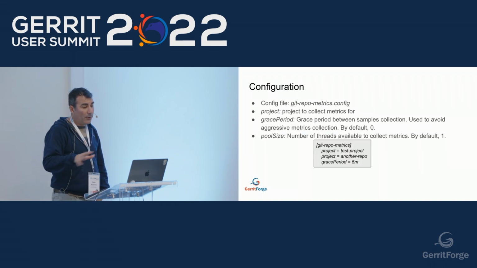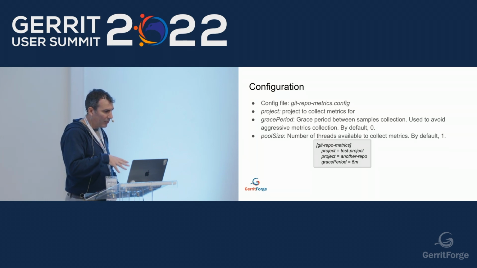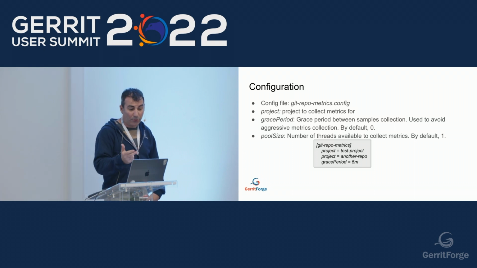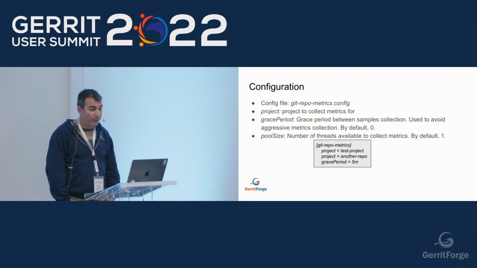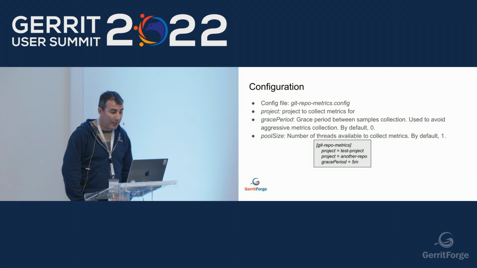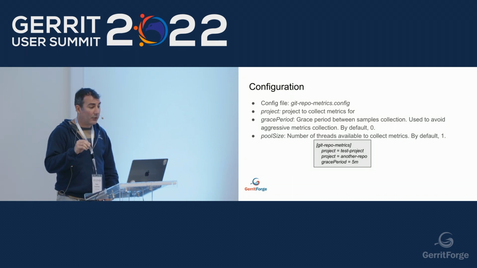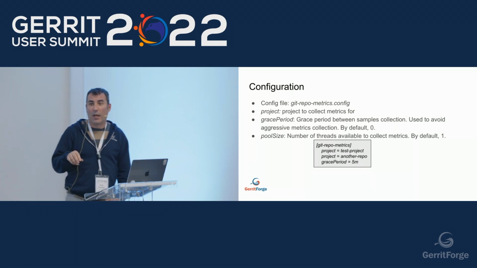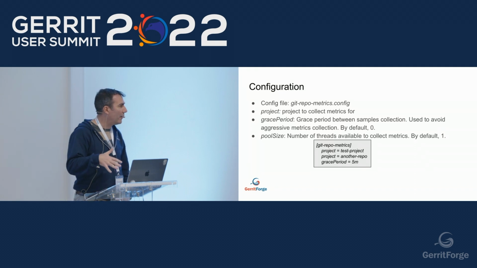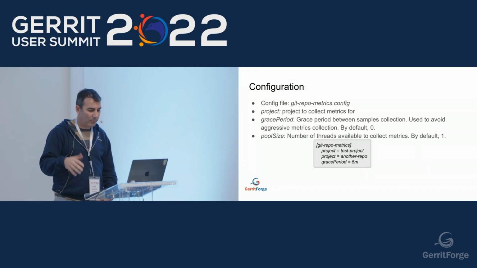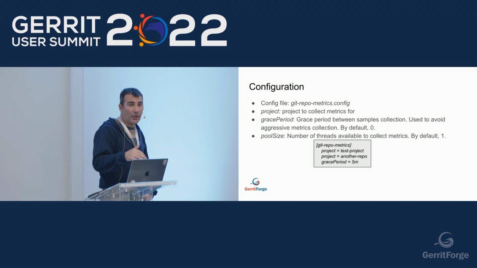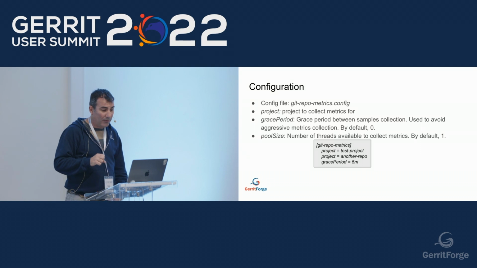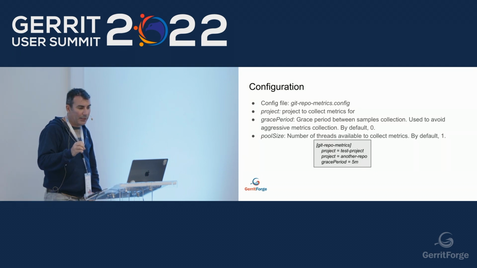Now, the way you configure the plugin is pretty simple. It's nothing crazy. At the moment there are just 3 parameters. You have this extra configuration file, git-repo-metrics.config, and in that you can configure, first of all, a list of the projects you want to collect metrics for. So the plugin doesn't collect metrics for all the repositories, which would be a bit expensive. It just extracts the metrics from the repositories that you specify. And then we have this grace period, which is a period between sample collections.